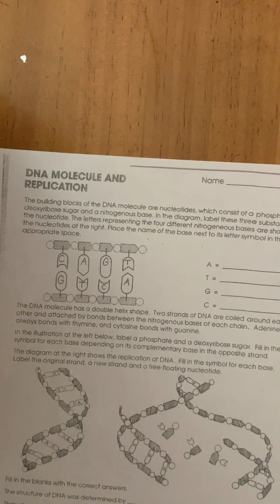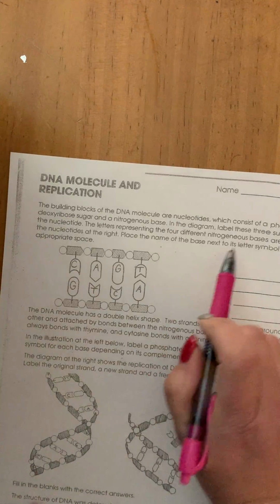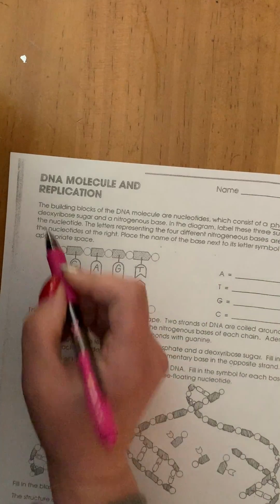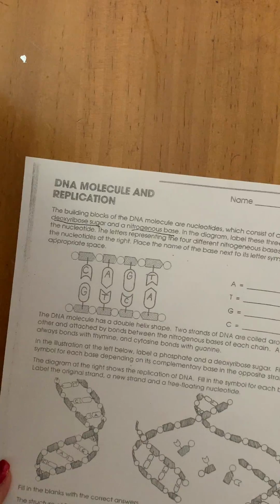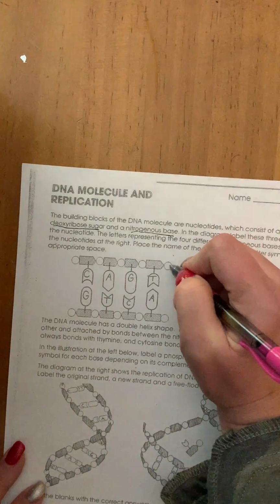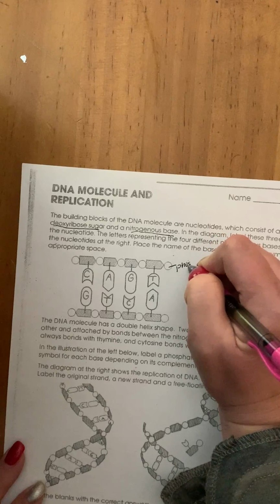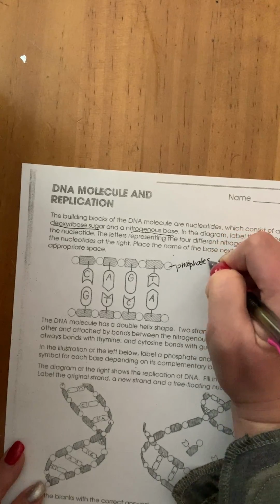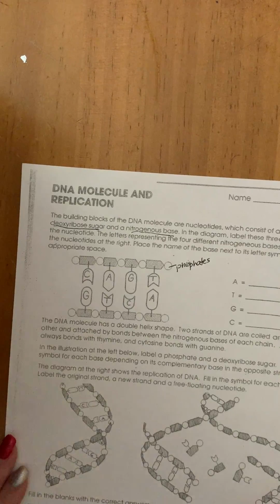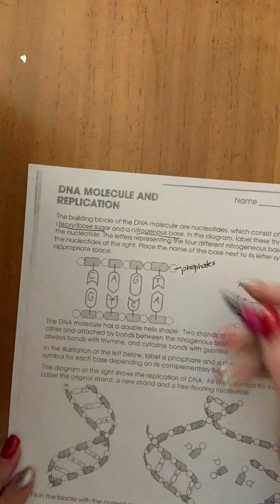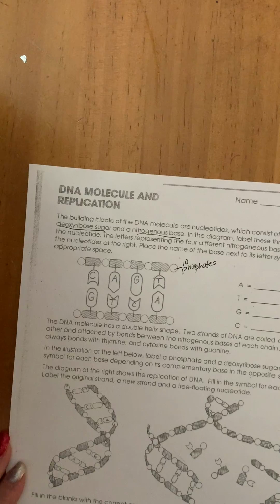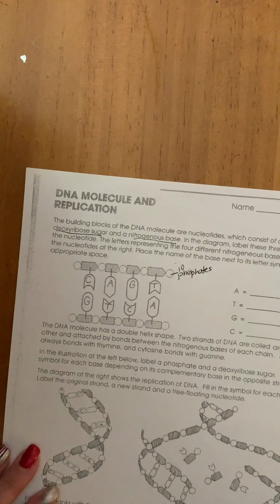Okay, so this diagram asks you to label, number one, the phosphate, then the deoxyribose sugar, and the nitrogenous base. Just like the video we watched last week, the phosphates are the circles. If you look, there are 1, 2, 3, 4, 5 at the top, and 1, 2, 3, 4, 5 at the bottom. So there are a total of 10 phosphates. And remember, phosphates are phosphorus, so P on the periodic table, with 3 oxygens surrounding them. So it's actually 4 different elements in them.